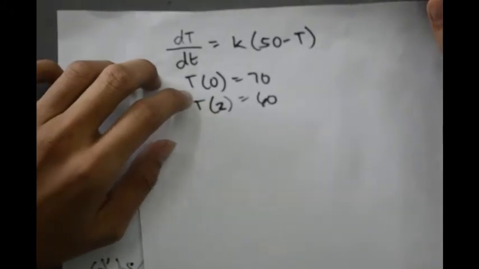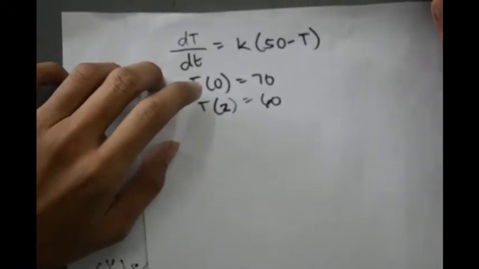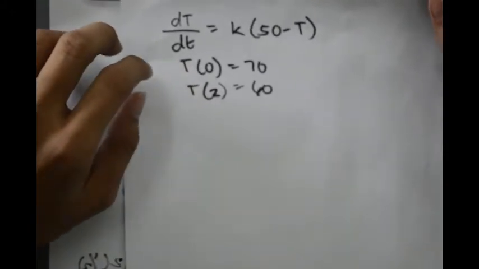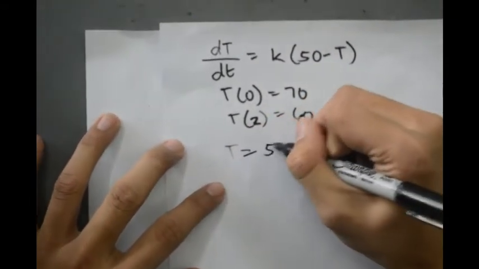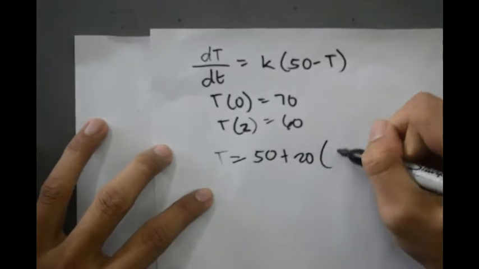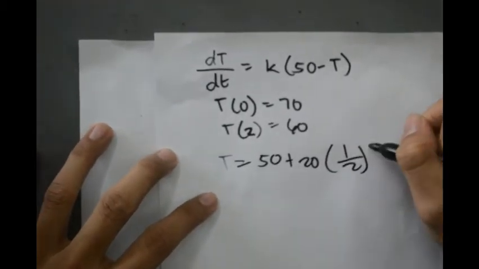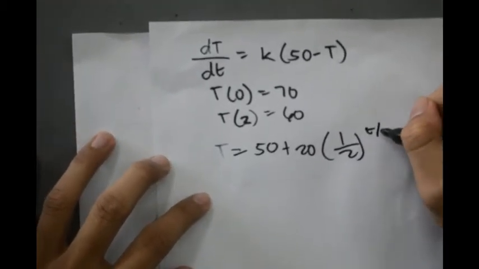So, the solution for this is, with time 0 taken to be 8 p.m., we have the boundary value problem: dT/dt = k(50 - T), T(0) = 70 and T(2) = 60, whose solution is T = 50 + 20 (1/2)^(t/2).